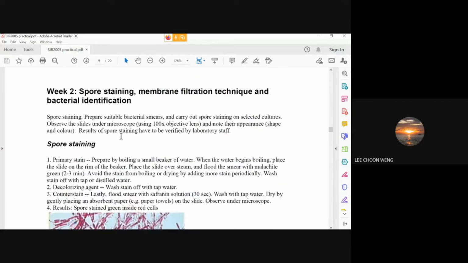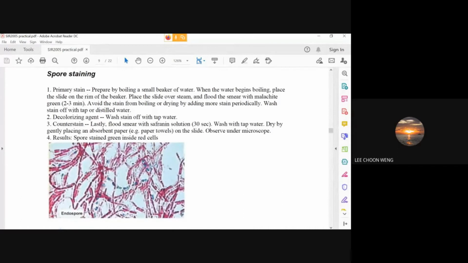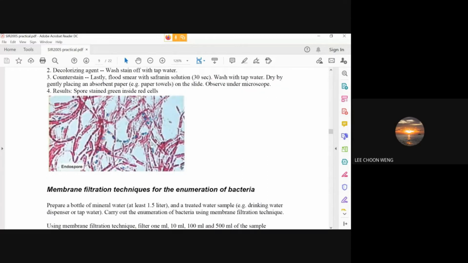So spore staining, important if you need to differentiate between spore forming and non-spore forming. Helpful, especially more likely for gram-positive bacteria. But it's good to practice more on it also.